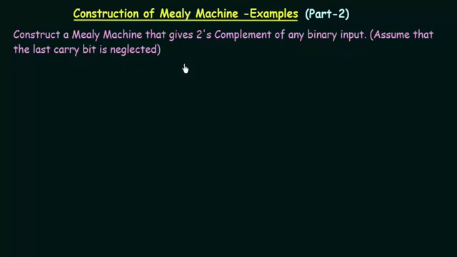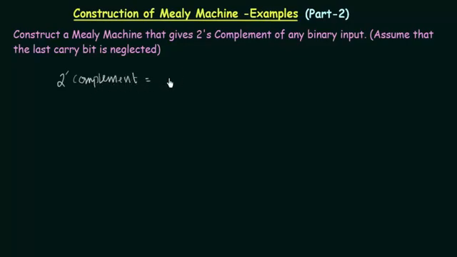So our task is to design a Mealy machine that takes any binary number as the input, and it should give the 2's complement of that binary number as the output. And we assume that the last carry bit is neglected. So before we start, let us try to understand what is a 2's complement. We have already discussed 1's complement in one of the previous lectures, and let's see what is a 2's complement.